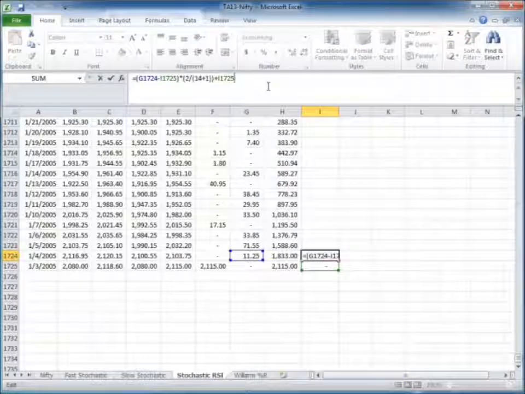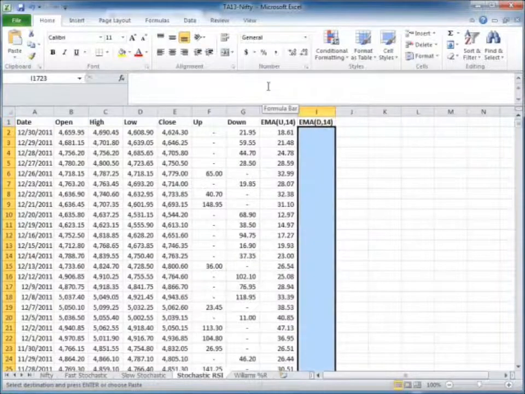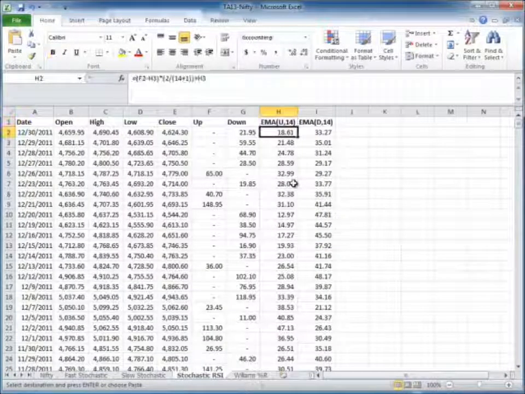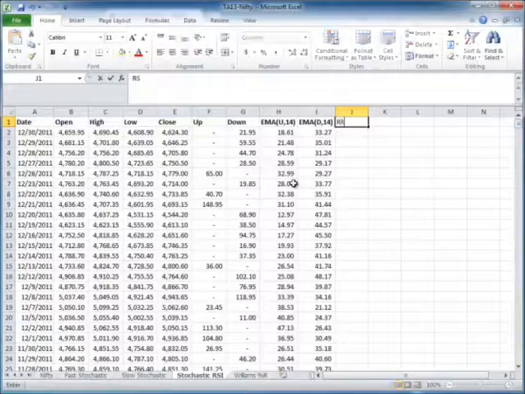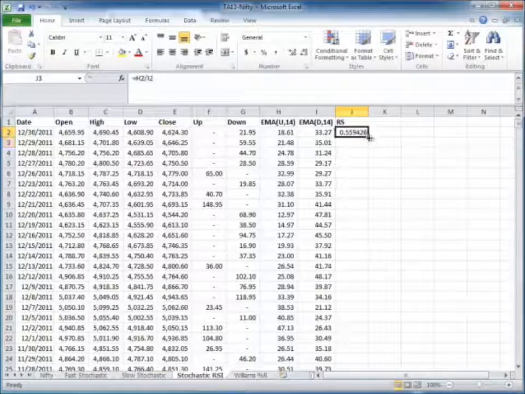So let's just make sure this is all okay. And that's fine, because it's using the next value across. And then I copy this all the way up. Now I have the EMA of the down moves and the EMA of the up moves. The next step is to calculate the relative strength. So that will be RS. The relative strength is just the EMA of the up moves divided by the EMA of the down moves.